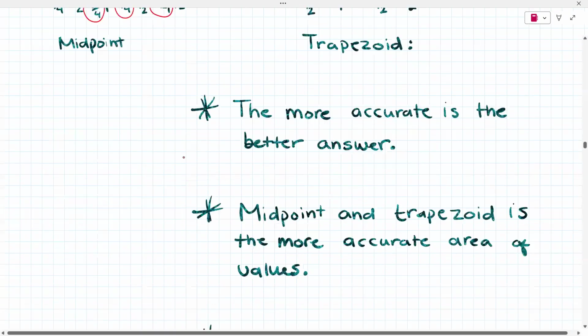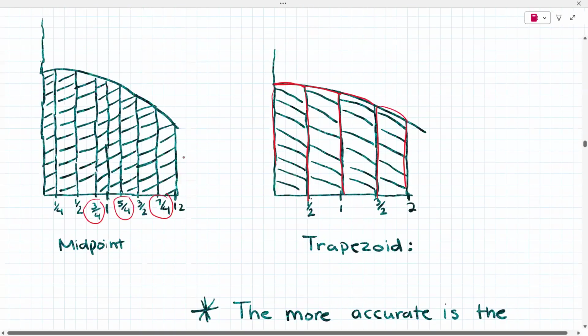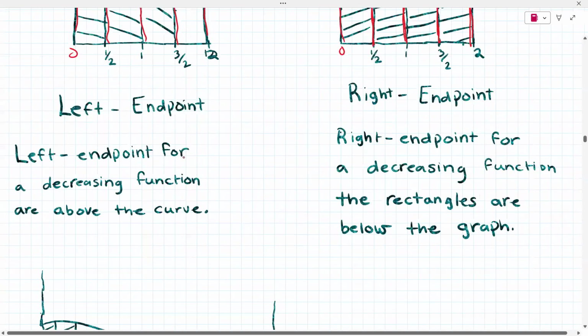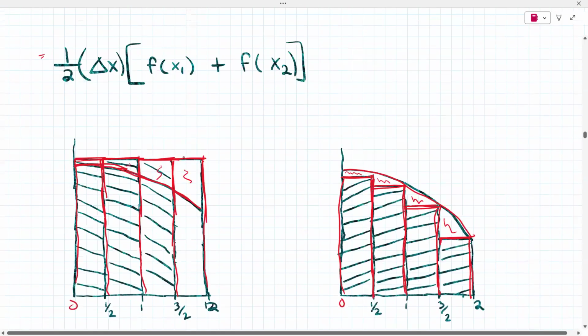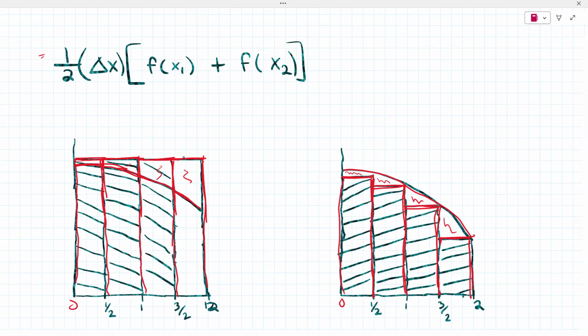So now I just kind of introduced you to the left, right, midpoint, and trapezoid methods of estimating a Riemann sum. In the next video, we'll do some problems. So I'm going to stop right here.